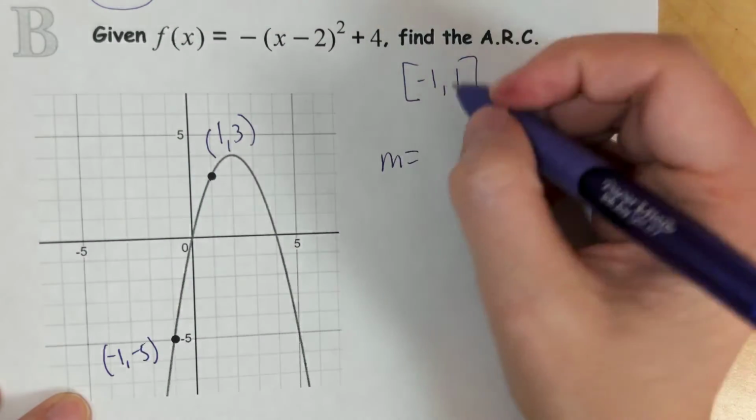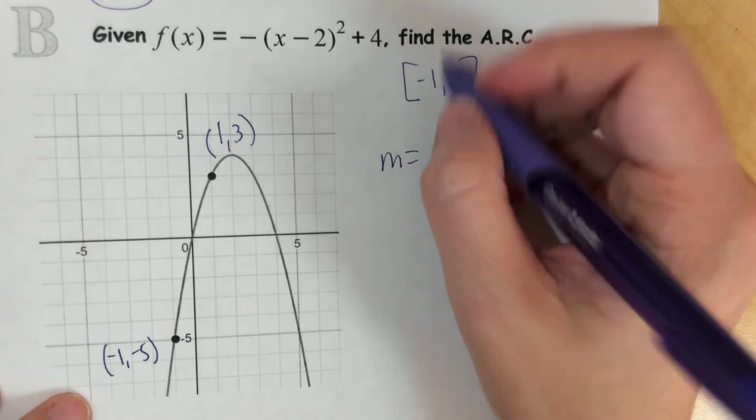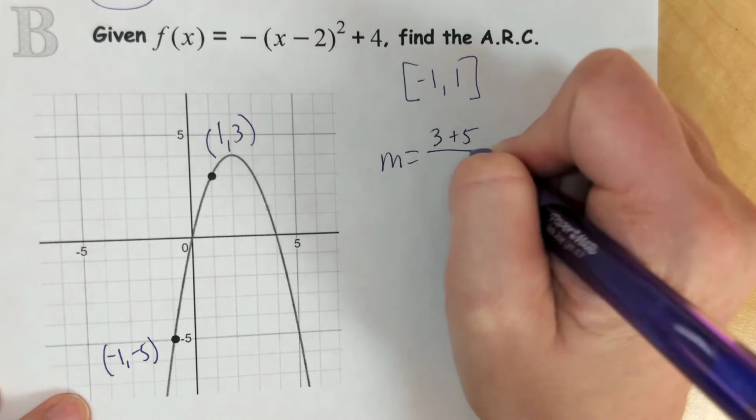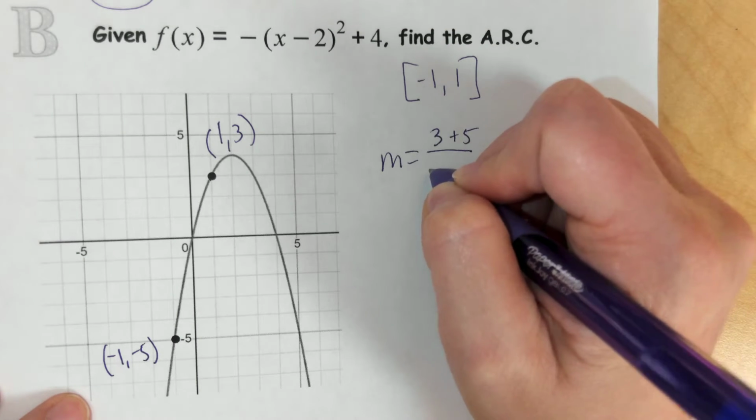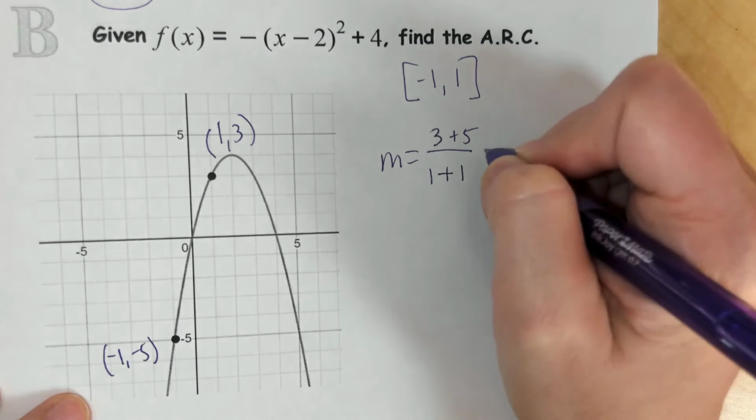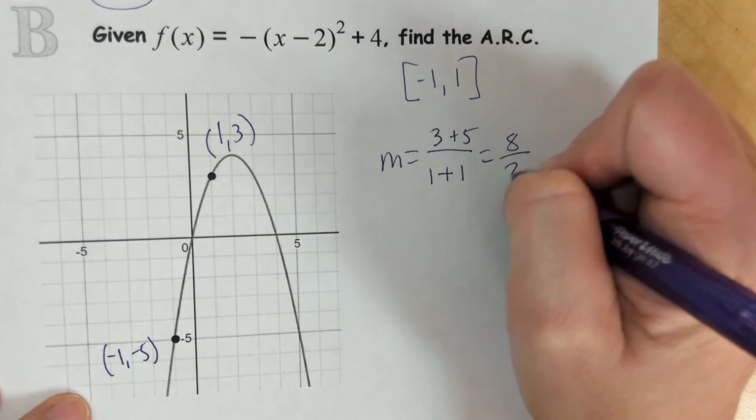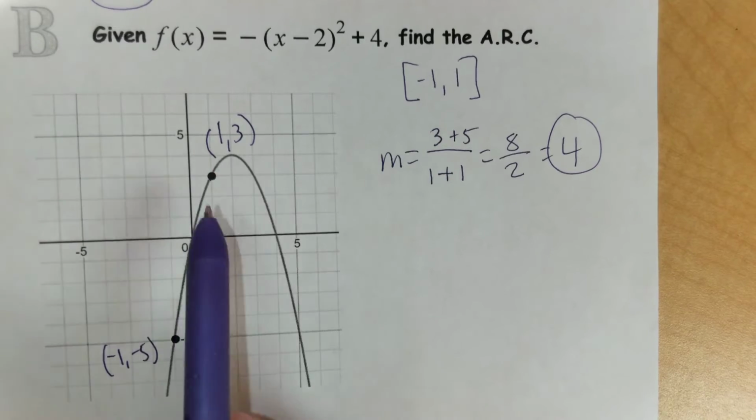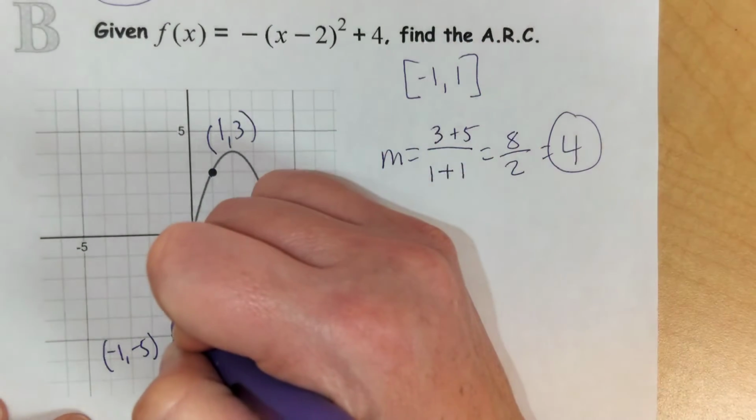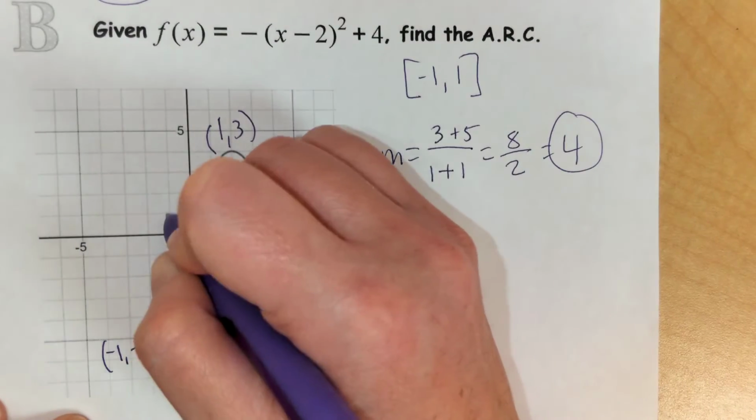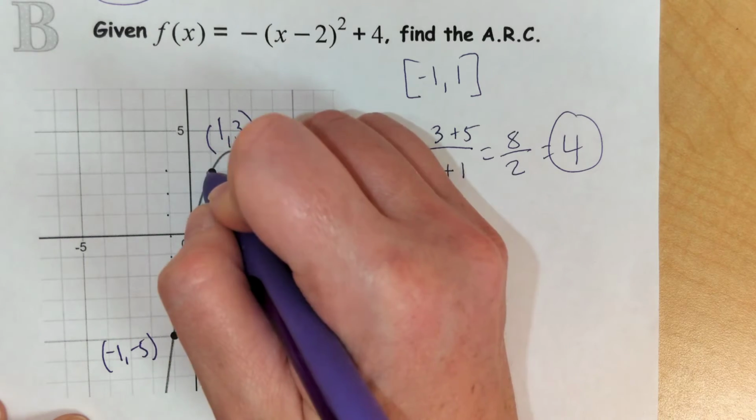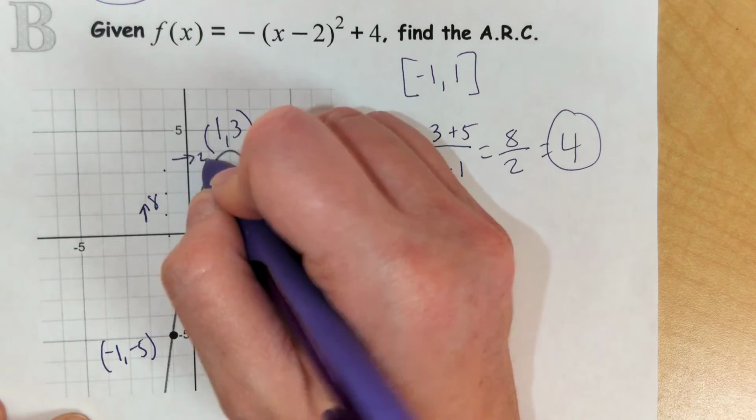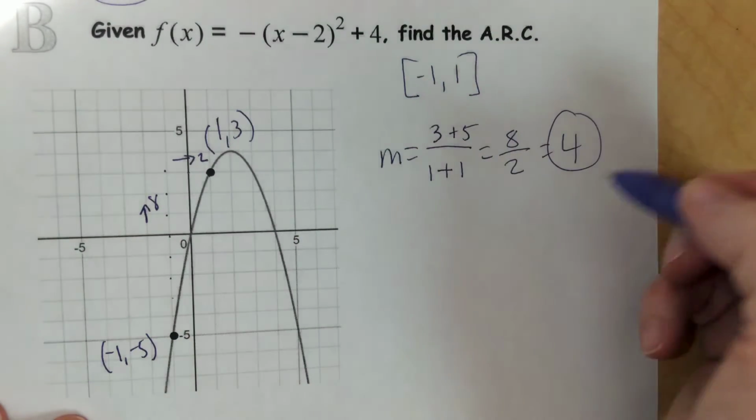We're doing the interval negative 1 to 1, so it's these 2 points. We're going to plug those values into the slope formula. We have 3 minus a negative 5, which is plus 5, and 1 minus a negative 1, which is positive 1. So we end up with 8 over 2, which is 4. We have a slope of 4 for these two, which would make sense. We're going to go up 1, 2, 3, 4, 5, 6, 7, 8, and run 2. So it's a rise of 8 and a run of 2, which is a slope of 4.